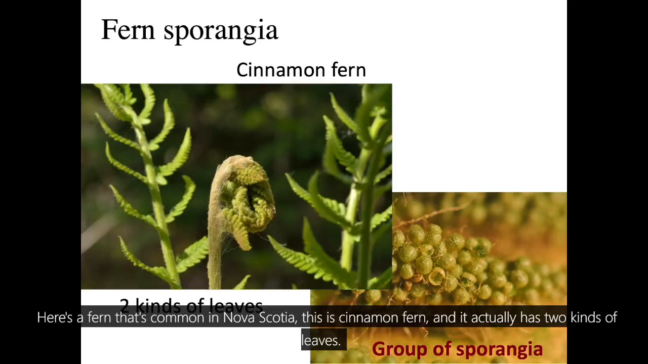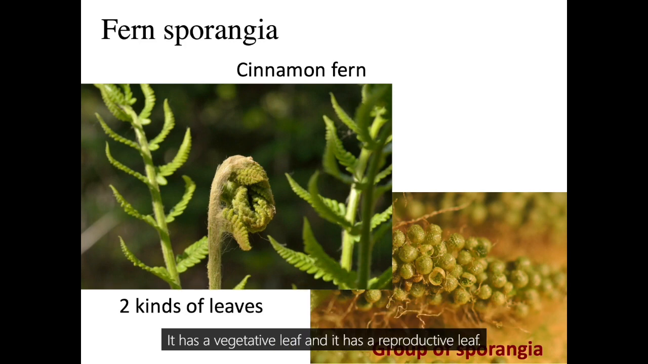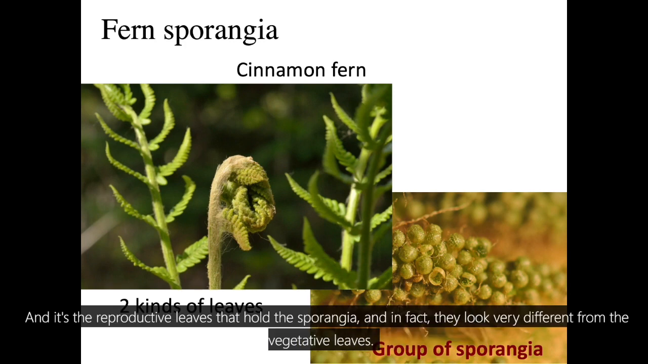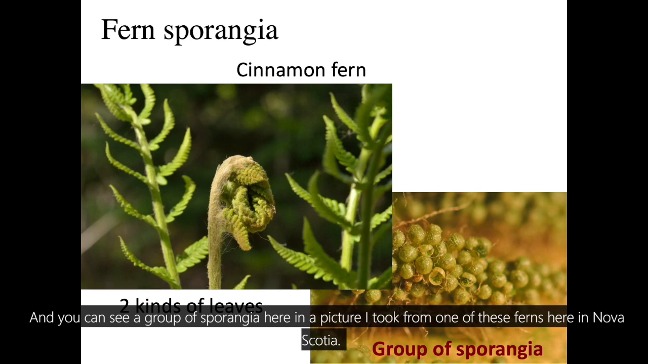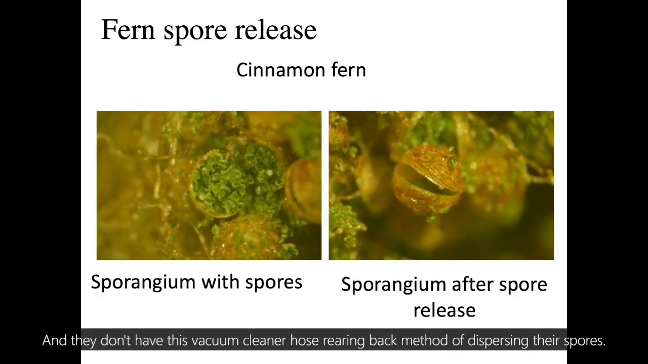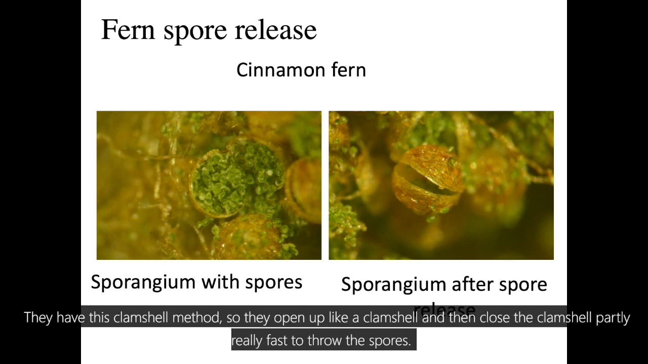Here's a fern that's common in Nova Scotia. This is cinnamon fern. And it actually has two kinds of leaves. It has a vegetative leaf and it has a reproductive leaf. And it's the reproductive leaves that hold the sporangia. And in fact, they look very different from the vegetative leaves. And you can see a group of sporangia here in a picture I took from one of these ferns here in Nova Scotia. And they don't have this vacuum cleaner hose rearing back method of dispersing their spores. They have this clamshell method. So they open up like a clamshell and then close the clamshell partly really fast to throw the spores.